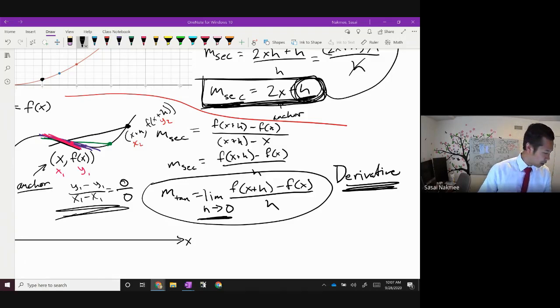I'll get the graph of it created next time, but I just need you guys to write this down right here. This is what a derivative is. If you think of the word derivative, you're just calculating the slope of a tangent line at a specific point, and it's the limit as h approaches 0 of f of x plus h minus f of x, all divided by h. Okay?